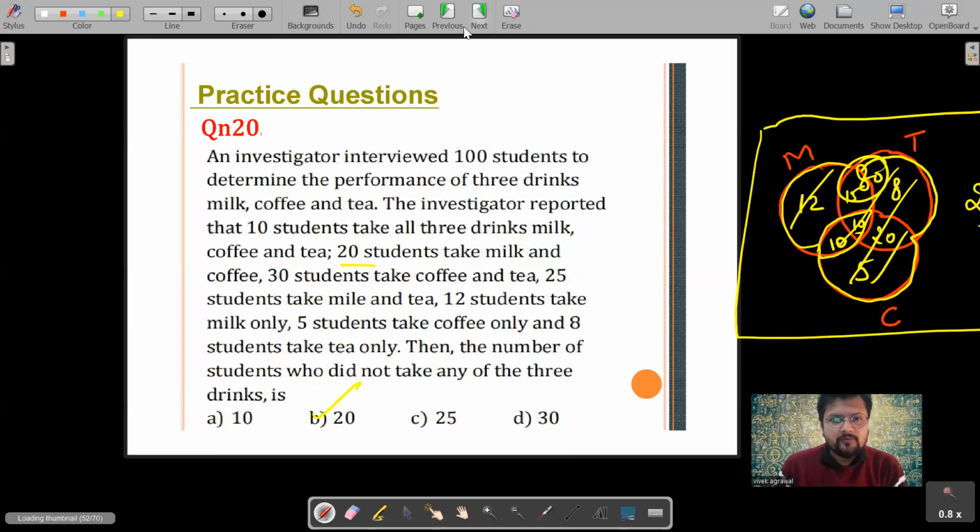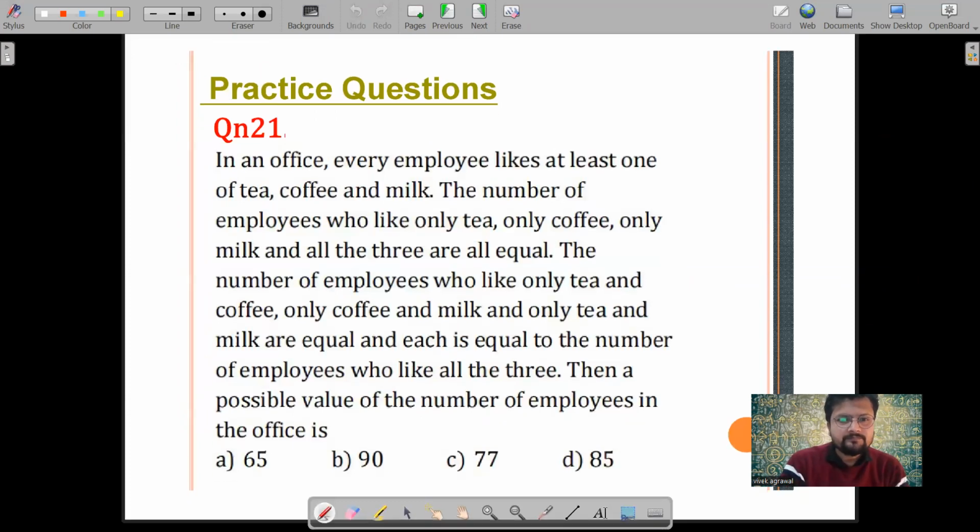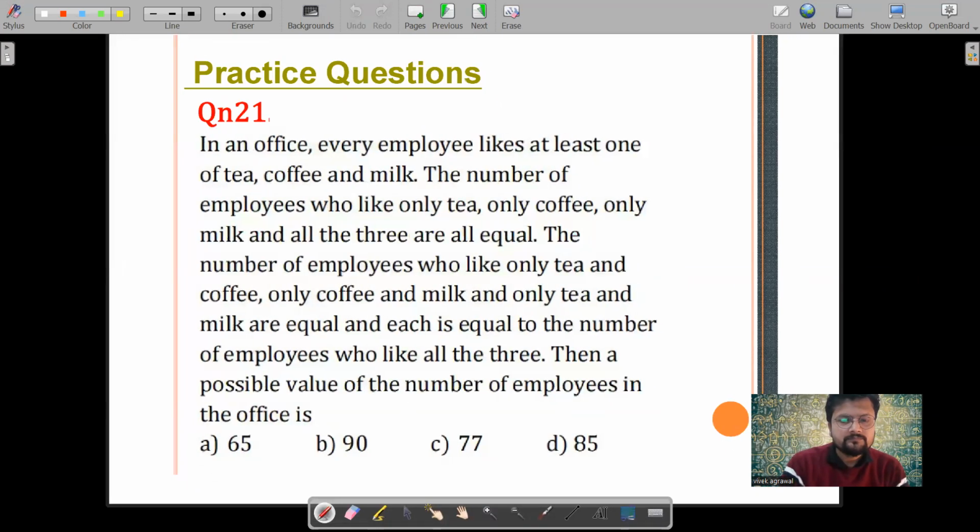Okay, now let's move to the next question. This is the same kind of question. Although no number is given, you have to suppose this. You have to solve this by taking some random variable x.